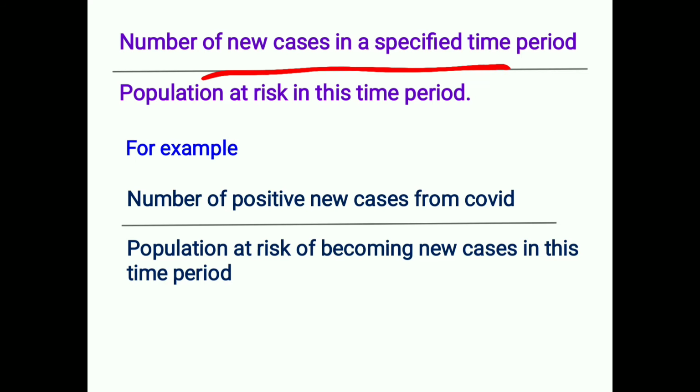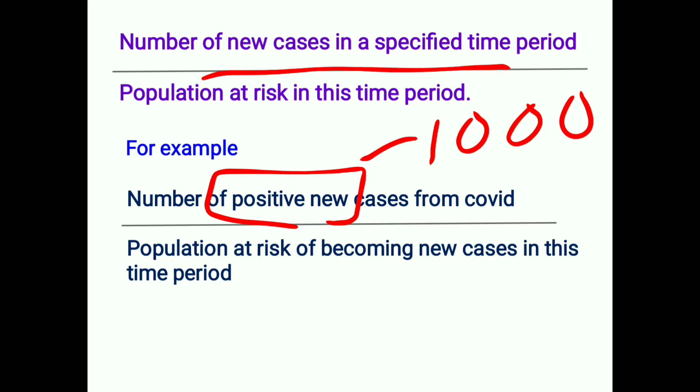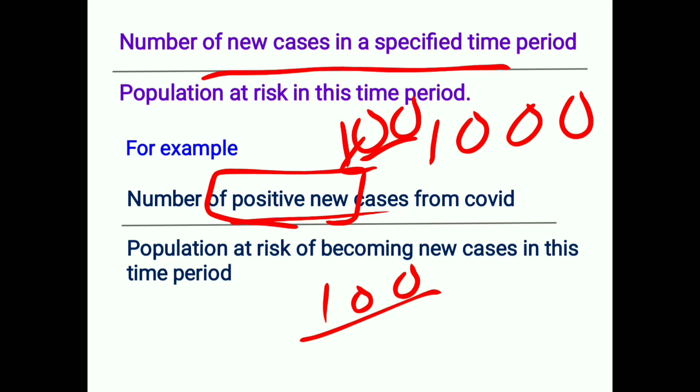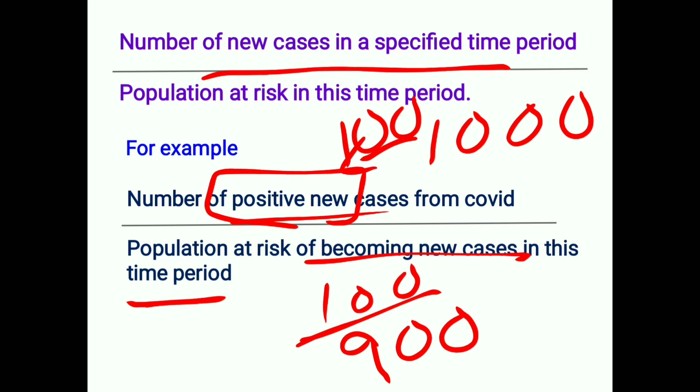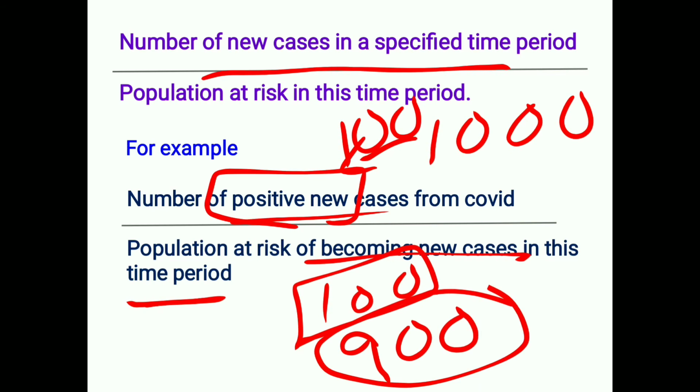For example, if 1000 PCR samples are tested and 100 patients tested positive for COVID, the incidence here is the number of positive new cases divided by the population at risk of becoming new cases in this time period. So incidence is about 100 divided by 900.